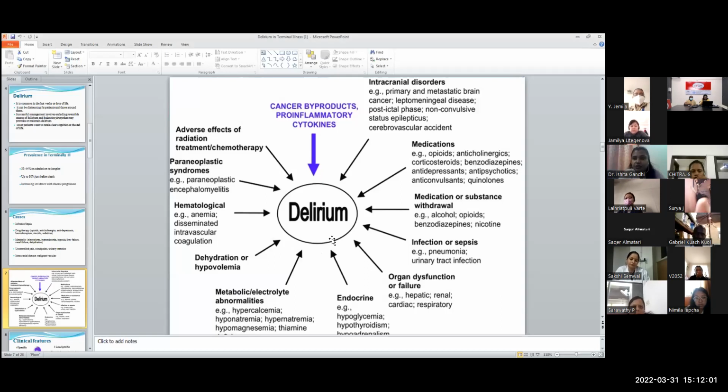Any kind of medication or substance withdrawal can cause delirium. Infection or sepsis can cause delirium. Organ dysfunction can cause delirium. Endocrine reasons like hypoglycemia.